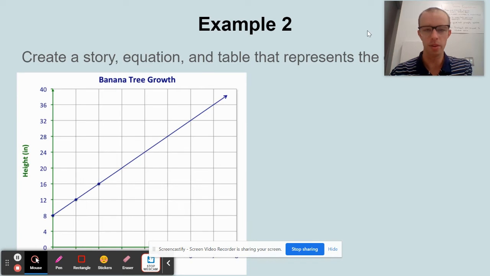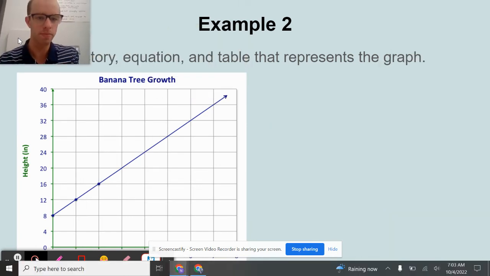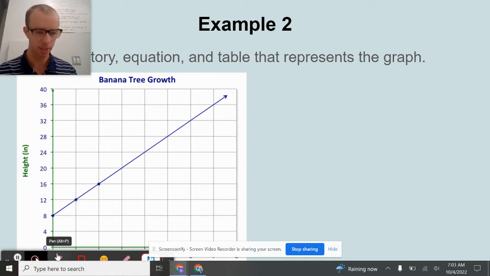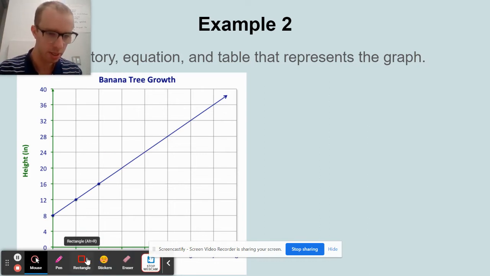All right, example 2. This time I'm given a graph that already has some things labeled. So it's something about a banana tree here.